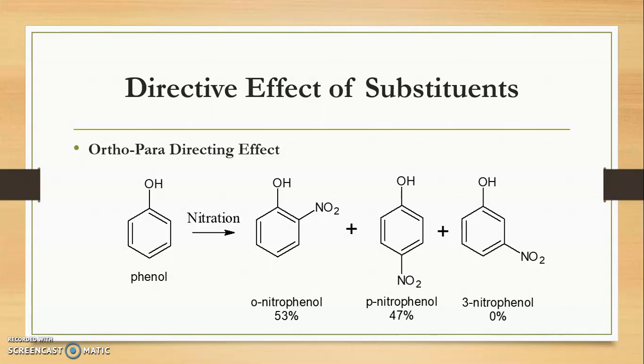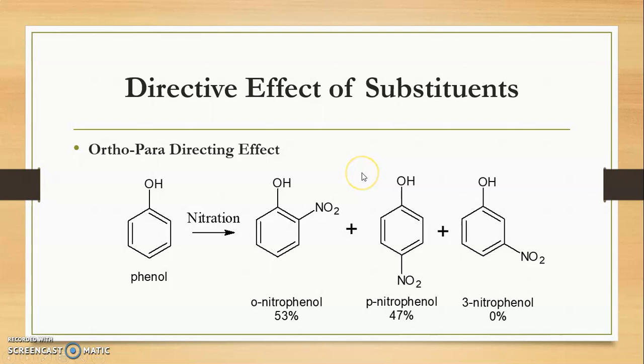Ortho-para directing effect means what? Here the incoming electrophile is attached at either the ortho position or the para position. For example, let's see the example of phenol. Here phenol is nothing but a monosubstituted benzene. We know that monosubstituted means there is the presence of one substituent on the benzene. Here a hydroxyl group is present as a substituent on the benzene. That's why phenol is also considered as hydroxybenzene. Now if we perform the nitration of the phenol, what happens?